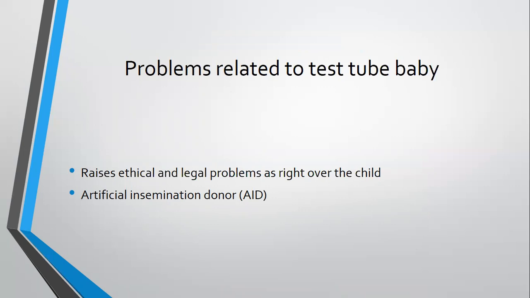Artificial insemination donor. Vicky Donor, you all know the movie. In that, the sperm was given from some other person, not from the father. It is fused and then transferred into the mother. Now, obviously, sometimes that male can come and say it's my sperm, so it is my child. That is the second problem.